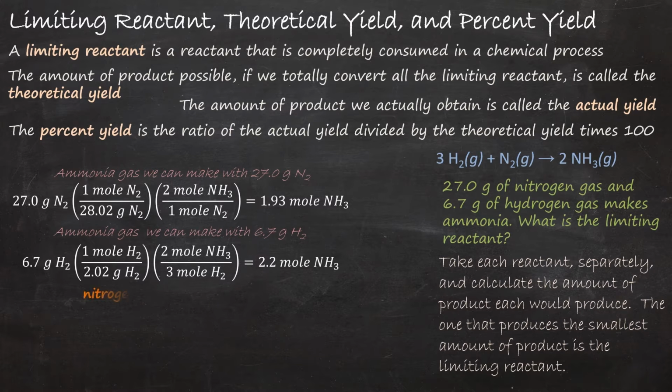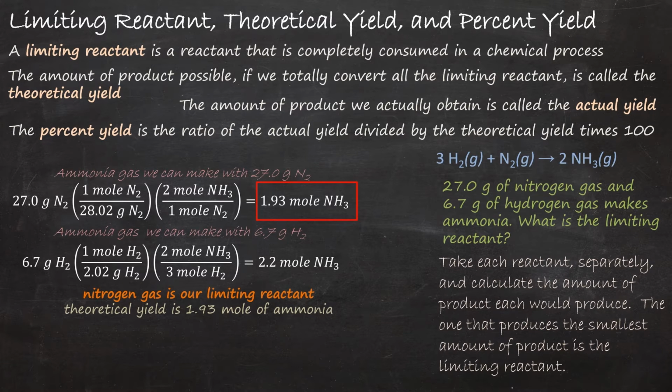The winner is nitrogen gas. Nitrogen gas is our limiting reactant. And remember, the computation also gives us the theoretical yield for this reaction. So from these computations, we expect 1.93 moles of ammonia will be the maximum amount of ammonia we can hope to obtain in this reaction, given the limited amount of nitrogen gas.